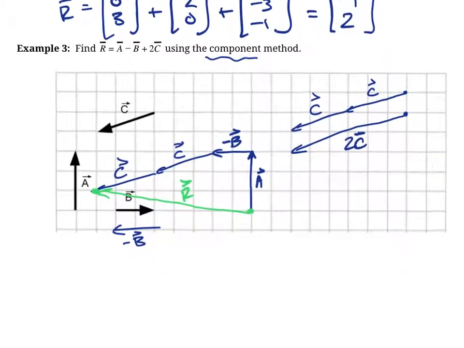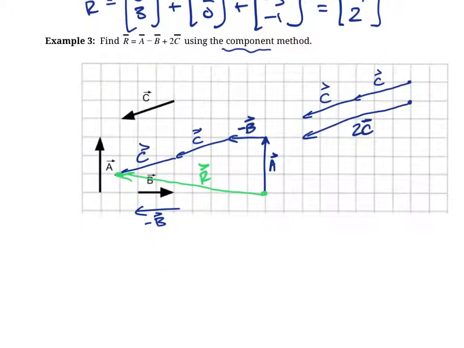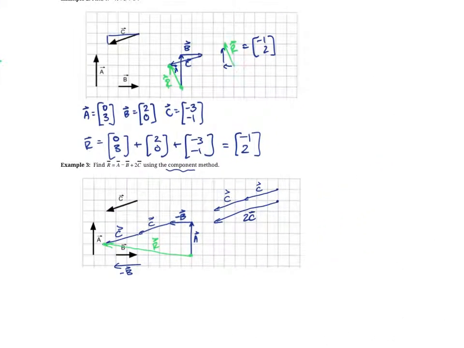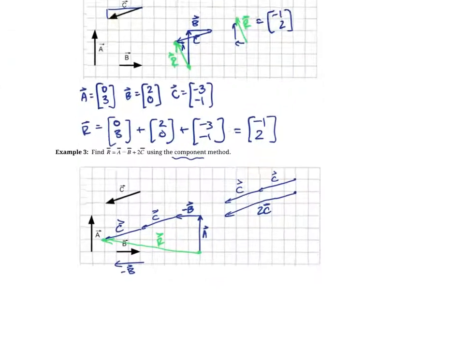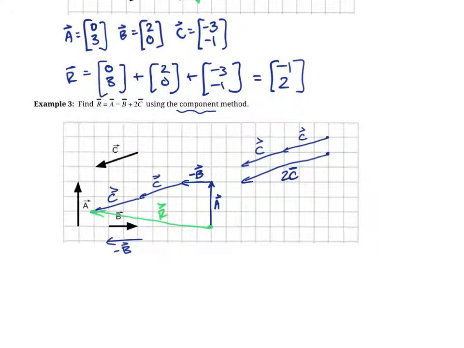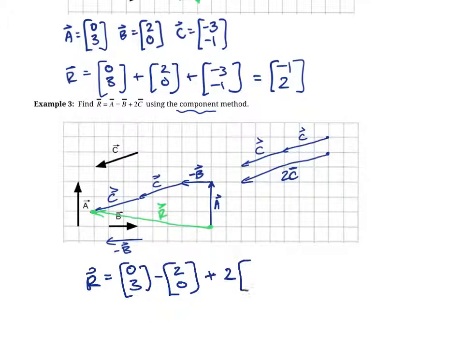Now let's do the same thing with the component method that we did up here by breaking it down into matrix form, adding up the x and the y components. To do this, we need to know the matrix form of each vector, but you'll notice I actually used the same vectors in the previous question. So we know the matrix form of each vector is that, right? So the way we can write this out, I'll leave that at the top of the screen so we can see it. We can do r is equal to a, which is 0, 3, minus b, and b was 2, 0, plus 2c, plus 2 times the whole vector, negative 3, negative 1. That's how we can show it.